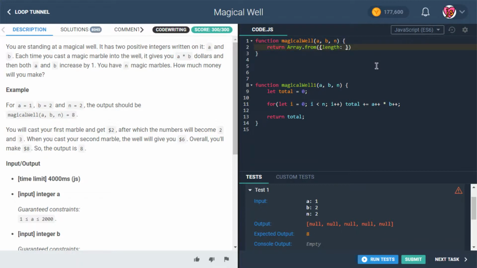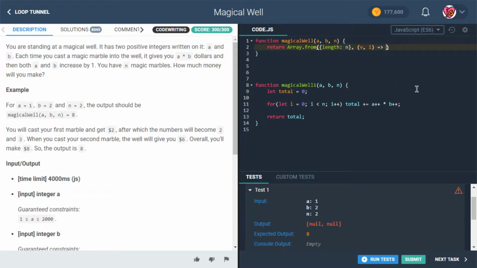Now in this case, we want the array length to be n, because that's how many times we're going to be dropping marbles, right? So it's going to be n, and then we can give this a second argument, and it's going to be a function. So I'm going to use an arrow function. V and I stand for value and index.